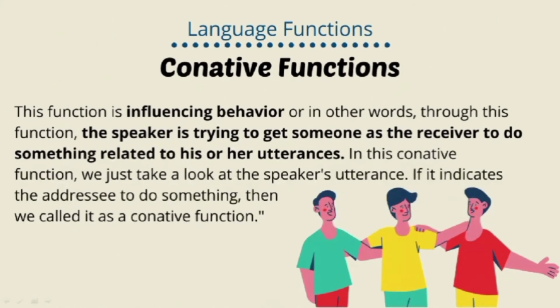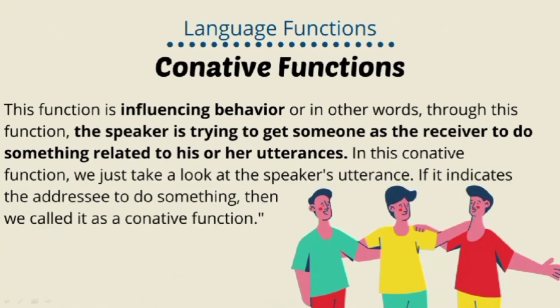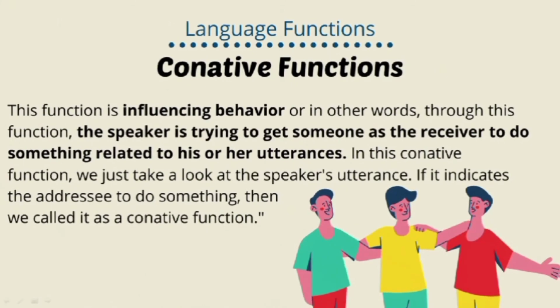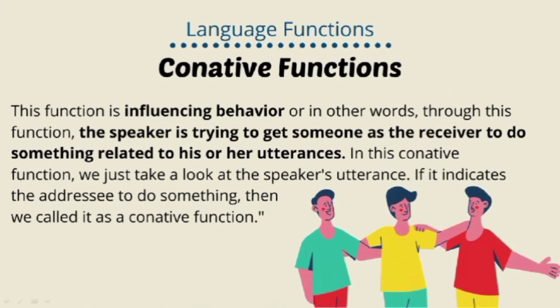So, this function is influencing behavior, or in other words, through this function, the speaker is trying to get someone as the receiver to do something related to his or her utterances. In this conative function, we just take a look at the speaker's utterance. If it indicates the addressee to do something, then we call it conative function.